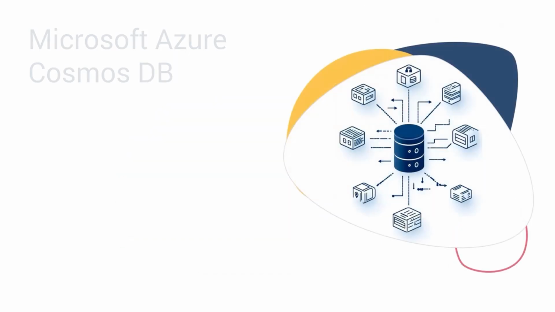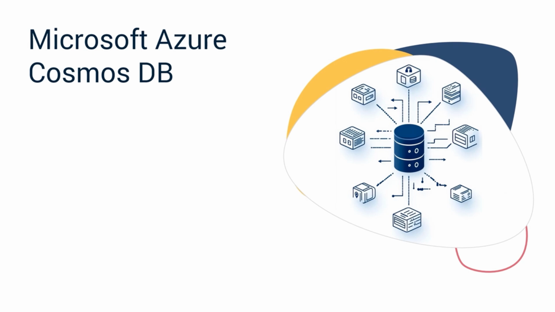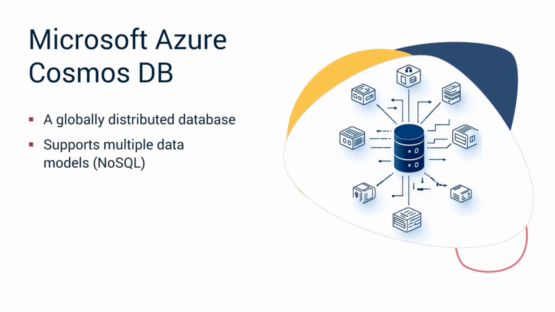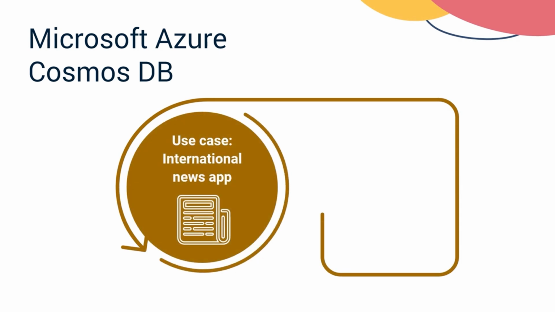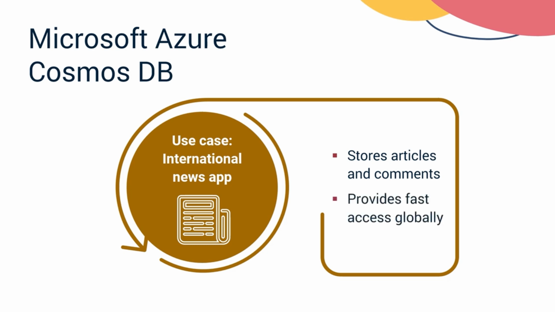Microsoft Azure Cosmos DB is a globally distributed database service that supports multiple data models, including NoSQL. It provides high availability and low latency, ensuring fast data access regardless of the user's location. In an international news app, Cosmos DB stores articles and user comments across different regions, allowing fast access for users regardless of their location.